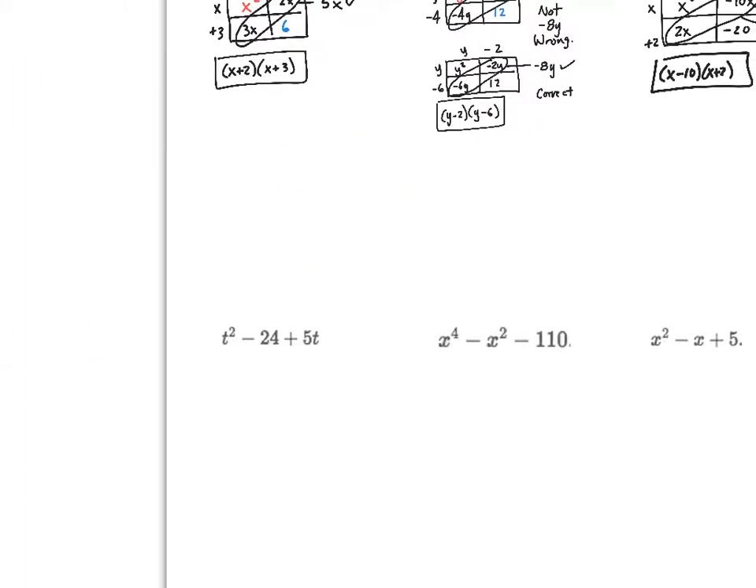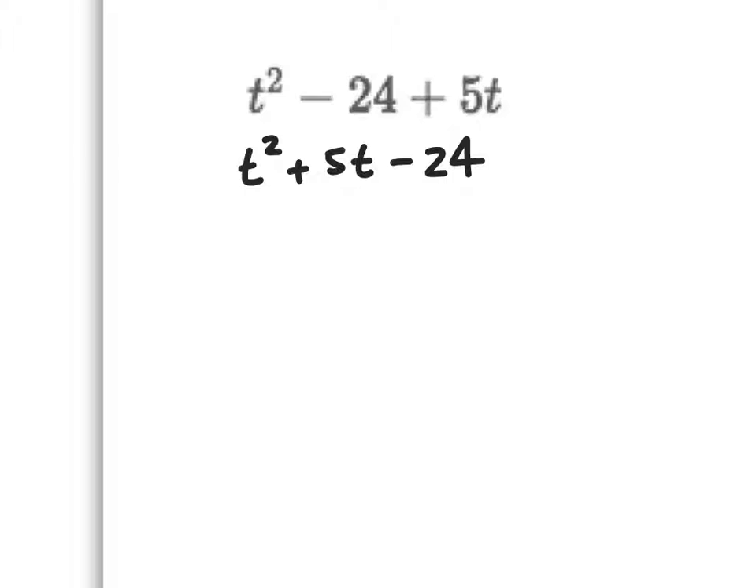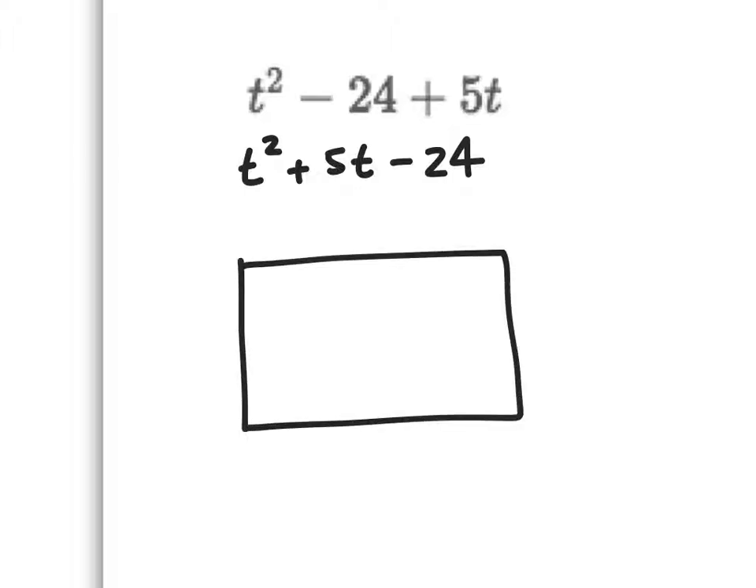Now, these are going to get a little tricky. Now, the first thing I want to notice here is that this is out of order. Okay, this is not in standard form. What I want to do first on this one is reorder it. So I'm going to write this as t squared plus 5t and then minus 24. Now, notice that these are very similar numbers to what we had in the last problem. But what I want to do here is I'm going to draw my box.